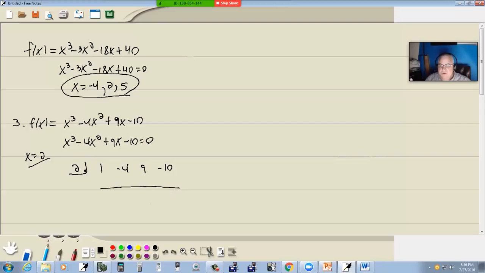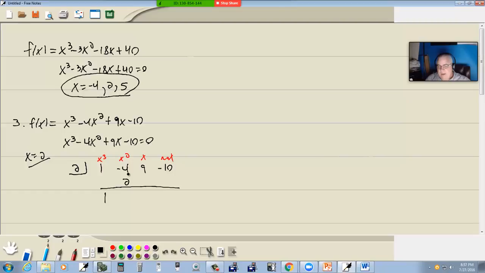Okay, so put the 2 in the upper left-hand corner in the box. Remember, this was x to the third, this is x squared, this is x, and this is no x. So we're going to add. 1 plus nothing is 1. We're going to multiply. You always multiply by a number in a box, but I'm going to put it down here. 2 times 1 is 2.